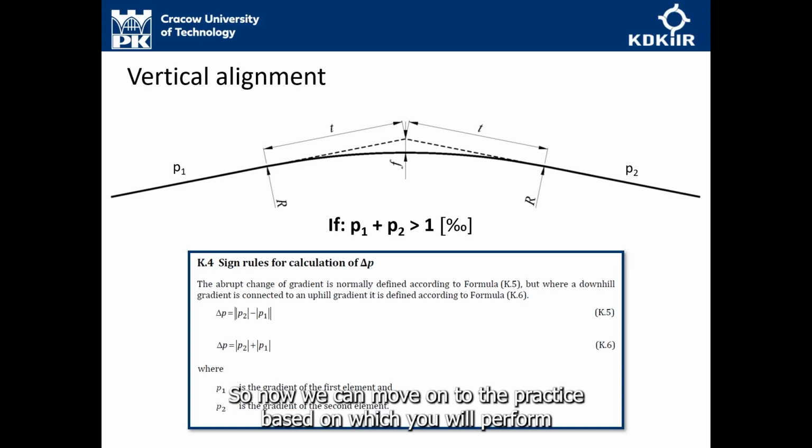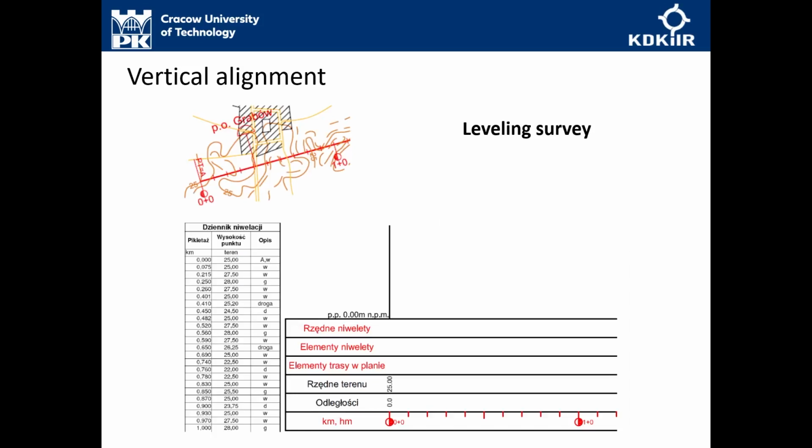So now we can move on to the practice, based on which you will perform a vertical alignment for your railway line. We recently finished a project on designing a horizontal alignment for our railway line. It included straight lines and circular curves. Now, all we have to do is to make the railway line profile, the vertical alignment, based on the designed horizontal alignment.